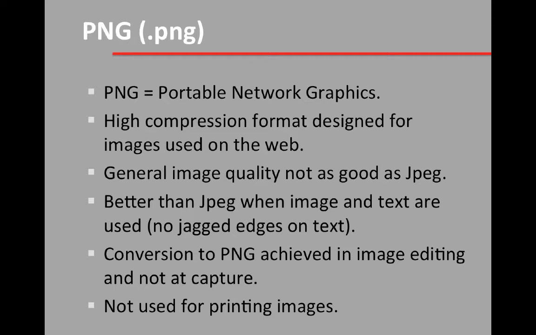Conversion to PNG is achieved by image editing and not the capture. No camera actually captures in PNG. It has to be processed or done in the post. And PNG is not used for printing images. Unlike JPEG, JPEG can actually be used for printing.